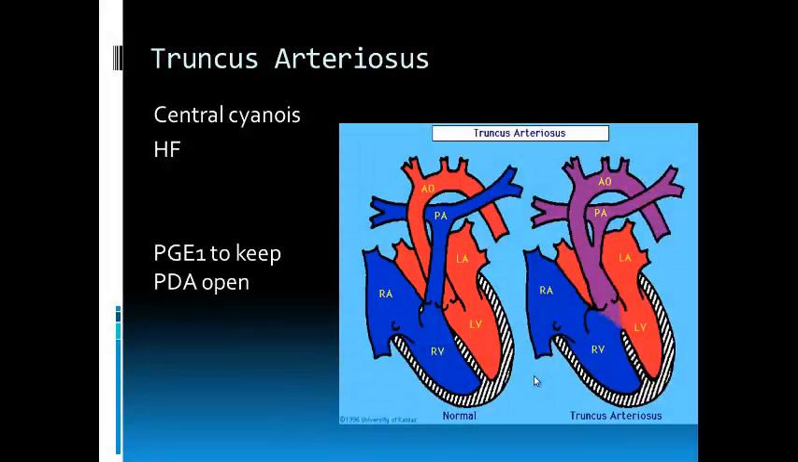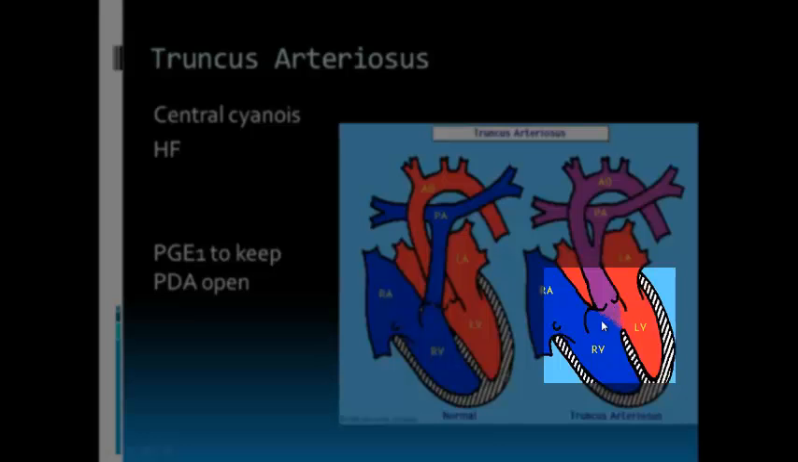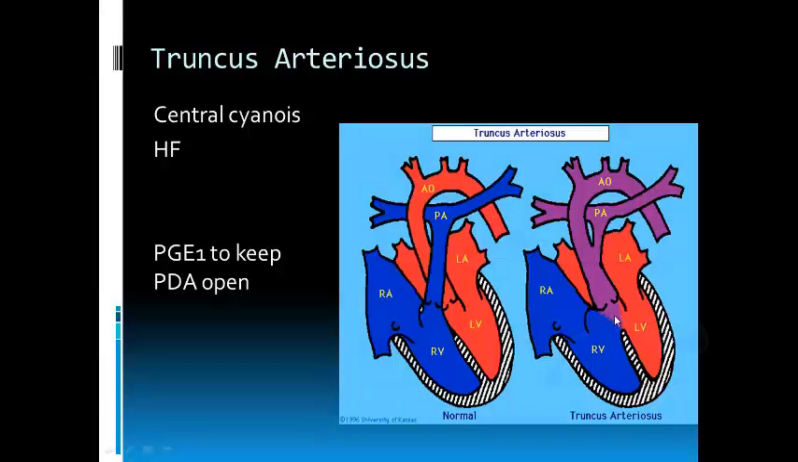As you can see from this, we also have a large VSD that is present. You can see that right there. So we've got one outflow valve. One valve goes to the lungs. One valve goes to the systemic circulation. They are not divided into 2 separate valves like they should. The ventricles become overloaded and we have decreased cardiac output and decreased perfusion to the coronary arteries.